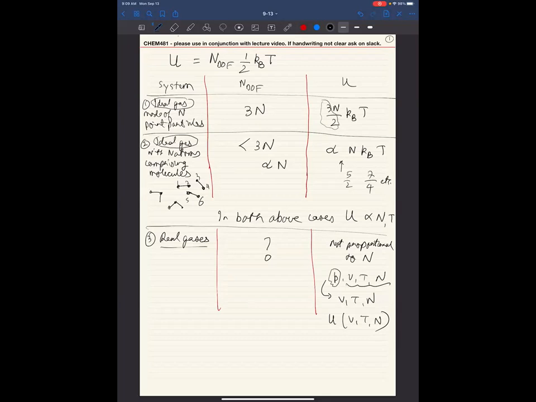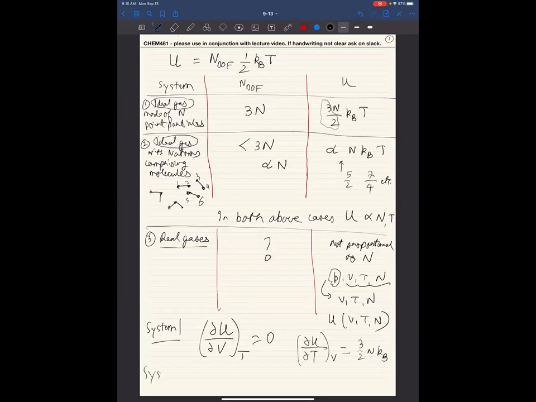In fact, now if I ask you for system 1, if I ask you to calculate the partial derivative of U with respect to volume at constant temperature, how much will it be? Who said 0? Why? It's not dependent. There is no volume dependence, right? It's 0. How much will be the partial derivative of U with respect to temperature at constant V? Anyone else? No one? Go ahead. It will be 3/2 N k_B, right? So you can calculate all these things.